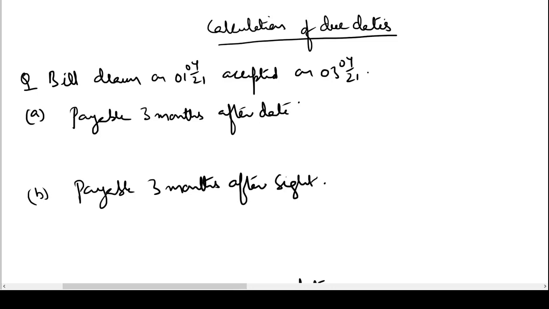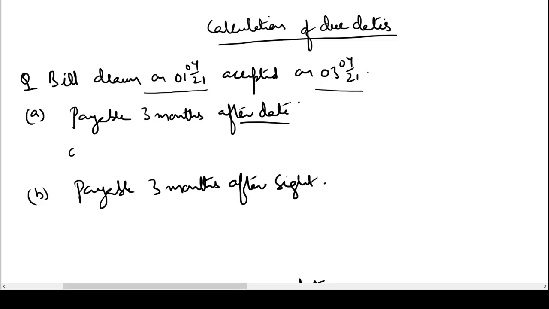Bill drawn on 1st April 21, accepted on 3rd April 21. The bill is payable 3 months after the date. So how do we calculate the due date in this case? The bill is drawn on 1st April, accepted on 3rd April, and the bill is payable 3 months after the date. When we say after the date basis, that means the duration will start from the date of drawing of the bill by the drawer and not from the date of acceptance of the bill by the drawee.